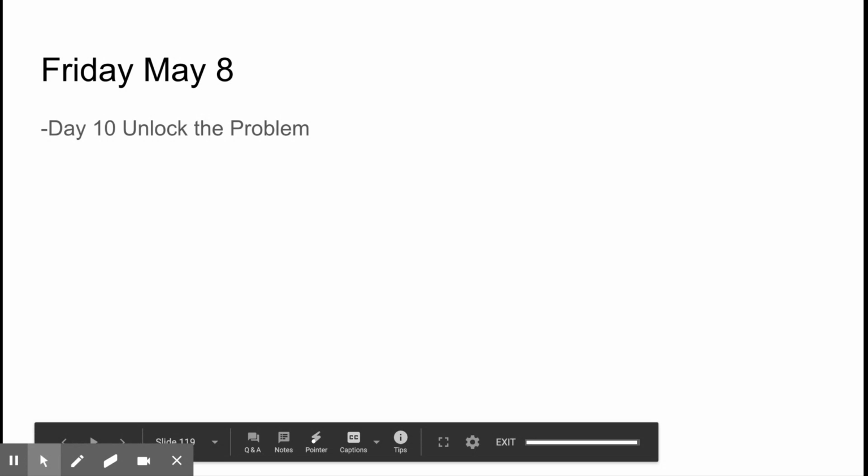Today we're going to be doing day 10, Unlock the Problem. Make sure that you are on day 10 in your packet because the work that we do together now will help you solve your packet problems.